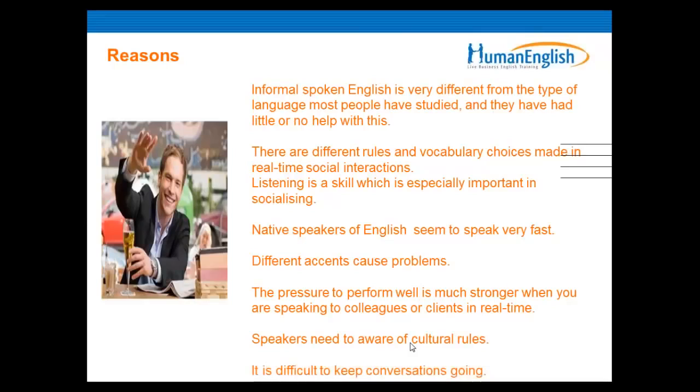Speakers need to be aware of the cultural rules. Okay, there are different cultural rules that you need to follow, and it is difficult to keep the conversation going. So there are various reasons why you may feel nervous when speaking, and of course speaking in another language.